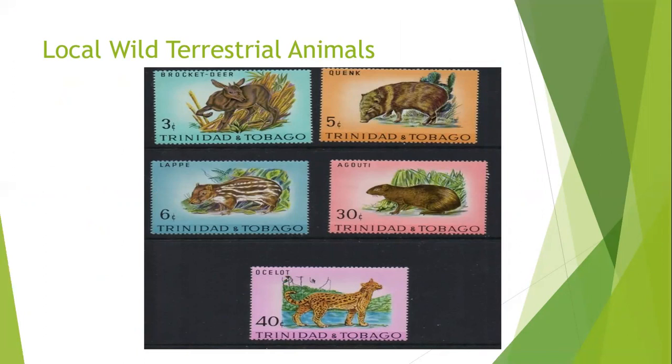So we know a terrestrial habitat is a habitat on land, and terrestrial animals are animals that live on the land.